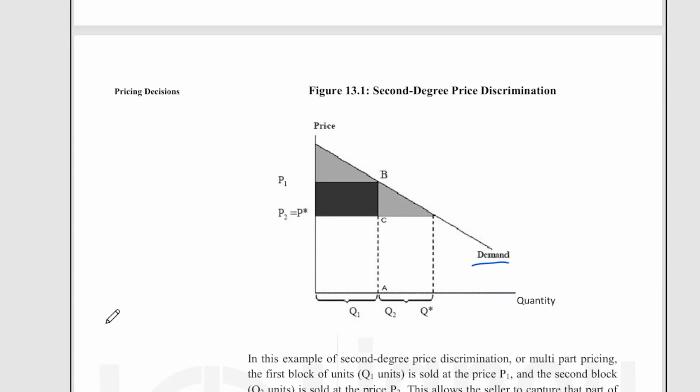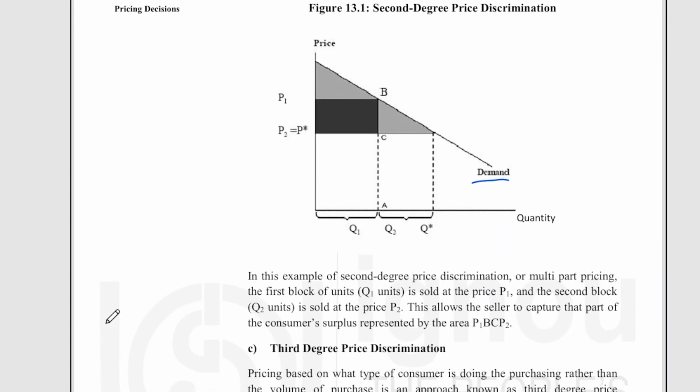In this example of second degree price discrimination, or multi-part pricing, the first block of units is sold at the price P1 and the second block is sold at the price P2. So this allows the seller to capture that part of the consumer surplus represented by the area P1, B, C, P2.